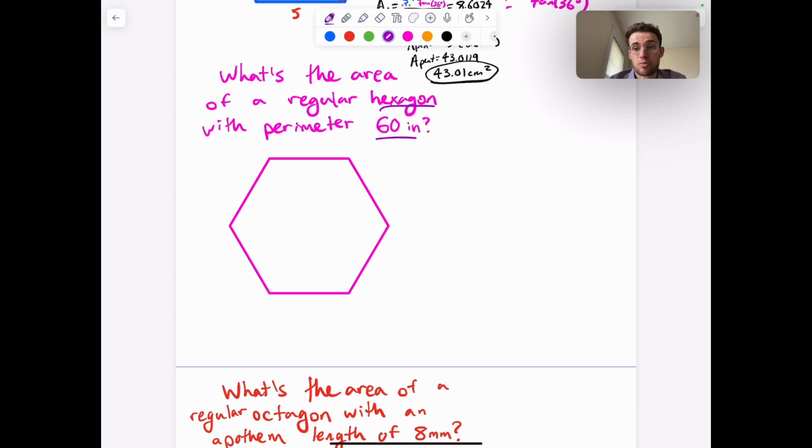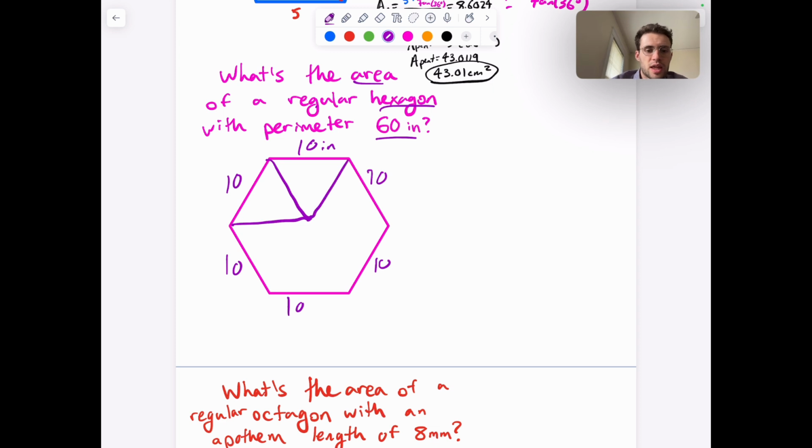So this time they gave us the perimeter, which means to solve for the side lengths, we have to divide by the number of sides, right? The perimeter of a regular shape would just be the length of one side times the number of sides. So in this case, divide by 6, we get that each side is 10 inches. And again, if we want to find the area, we're just going to divide that into 6 equally sized triangles.